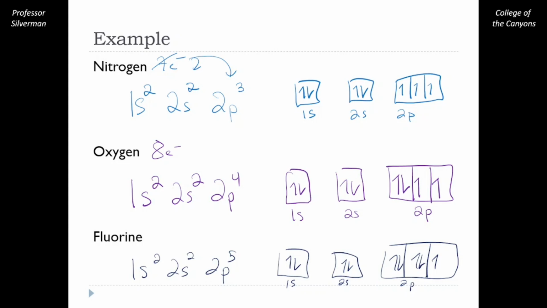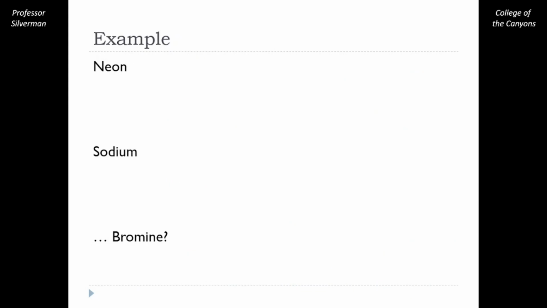Here's the answer for fluorine. We'll leave that as an exercise for you to understand what all those numbers and symbols mean. We have two more examples here, neon and sodium. I'm going to leave those as practice, but we have one more hard one, which is bromine.